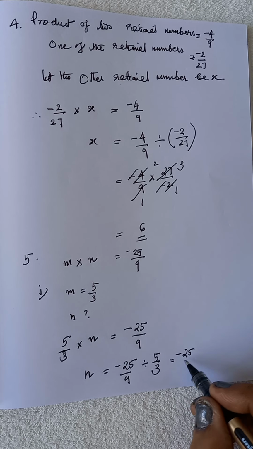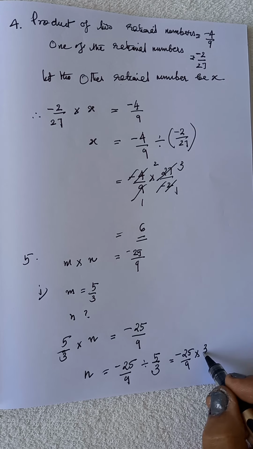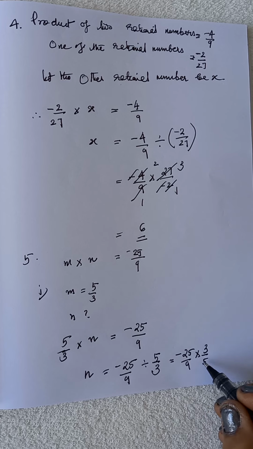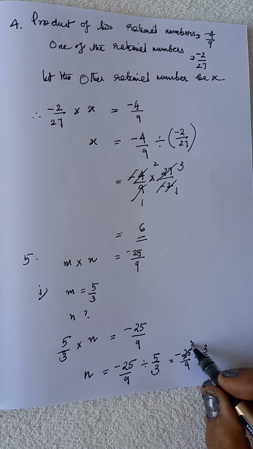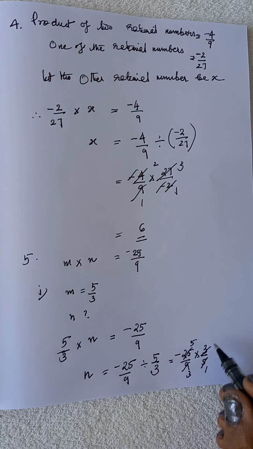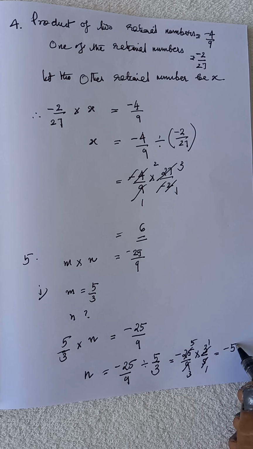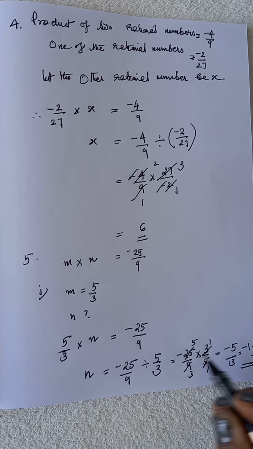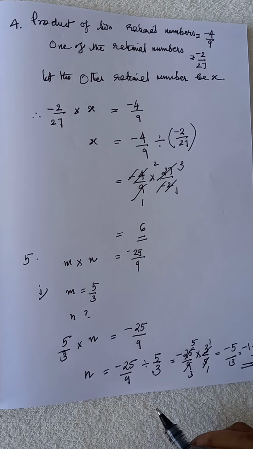That is equal to minus 25 by 9 into 3 by 5. I am writing here because there is no space. So 1, 5, 3, 3. So 1, that is equal to minus 5 by 3. That is minus 1 and 2 by 3. That is the first part of the question. Now, let us take the second part.